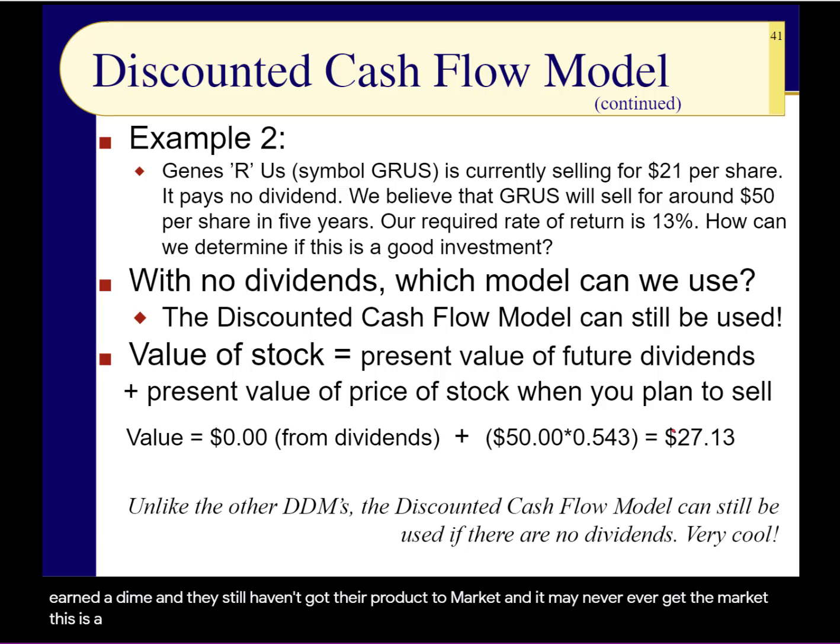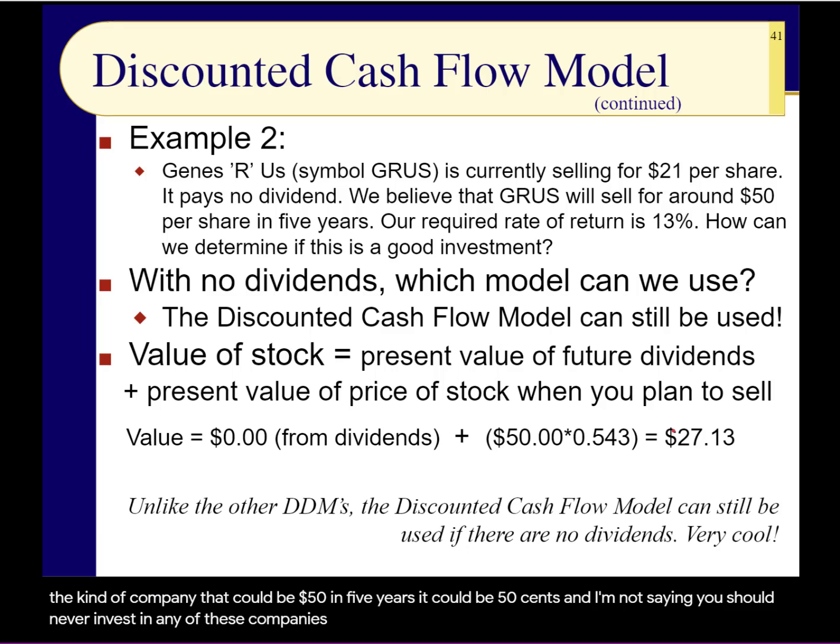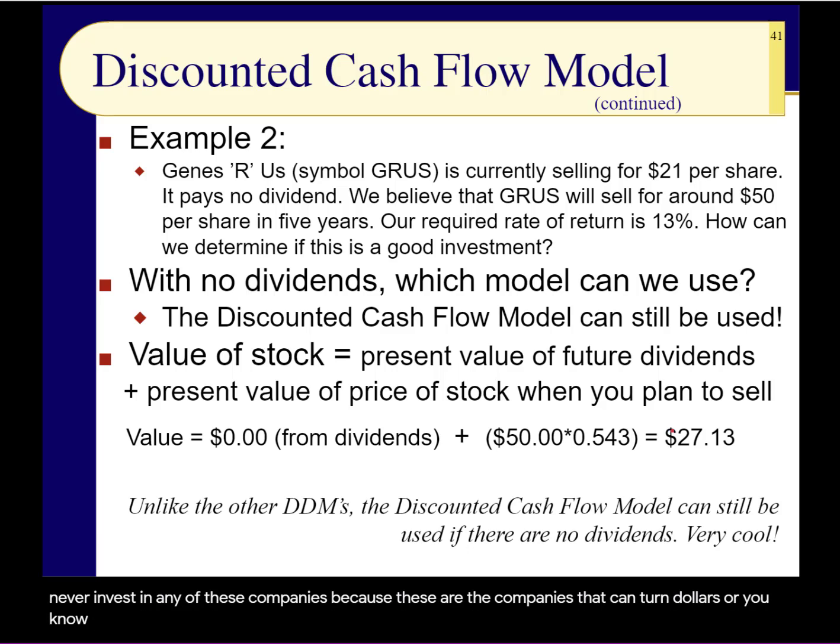This is a very speculative issue, which is what Value Line would call it. We call it a speculative stock. This is the kind of company that could be $50 in 5 years. It could be 50 cents. And I'm not saying you should never invest in any of these companies, because these are the companies that can turn $1,000 into $50,000, or maybe 10,000, a 10-bagger, as Mr. Peter Lynch calls them. And it can also turn it into $5.